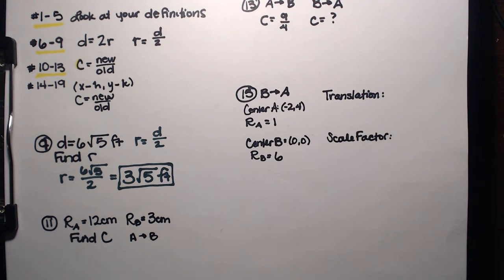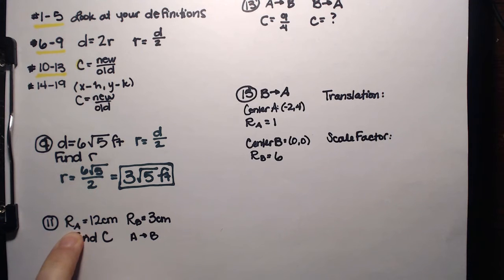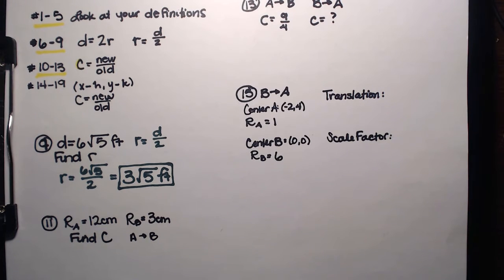it's still early guys, that the radius of circle A, so I'm using R for radius, and then I'm using a little subscript A, so I can tell the difference. So I know they're both radius of the circles, but this one's the radius for A, this one's the radius for B. So on 11 it says the radius for A is 12 centimeters, and the radius for B is 3 centimeters. So 12 and 3.